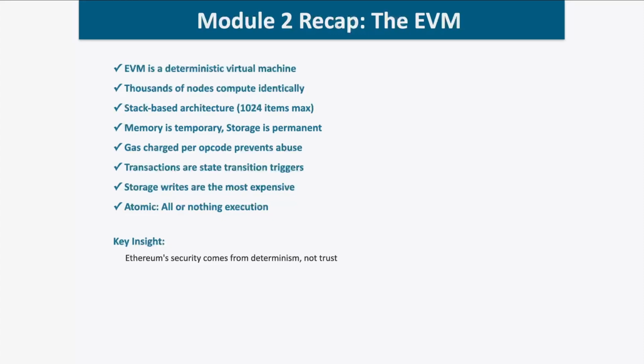Ethereum security comes from determinism, not trust. Every node independently verifies that the rules were followed. They compute the same thing and arrive at the same answer. No central authority is needed and no trust is required. Just mathematics and incentives. In Module 3, we'll build on this understanding and learn how to write smart contracts that run on this engine.